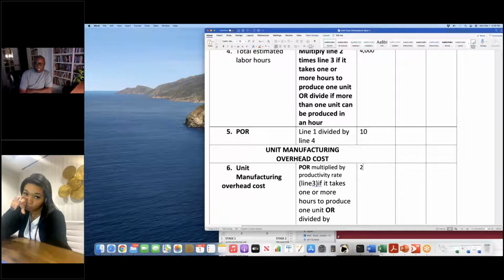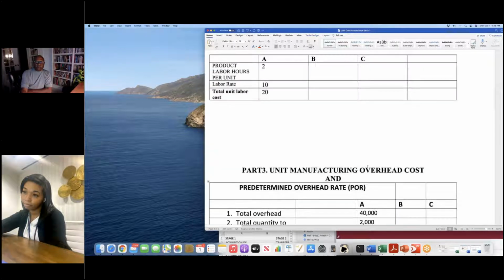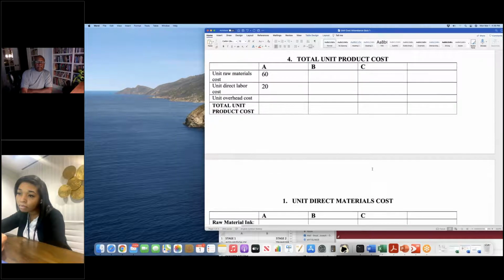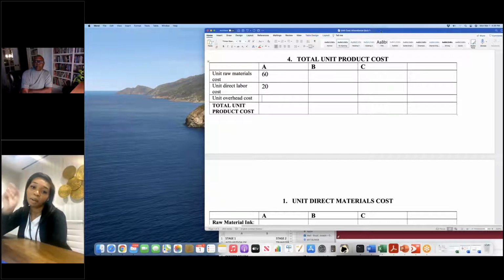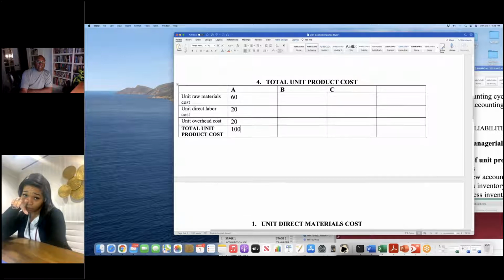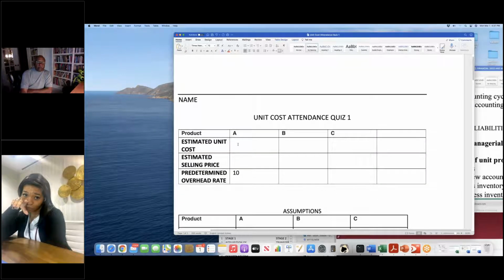So what are we going to do with the 20? You're going to put it at the top. Well, not quite to the top, are we? Here? Wait, I can't see. Yes, right there. That's what I meant. And then we add it up, and it's going to be 100. So total product cost is 100. So what do we do with the 100? We put it at the estimated unit cost.